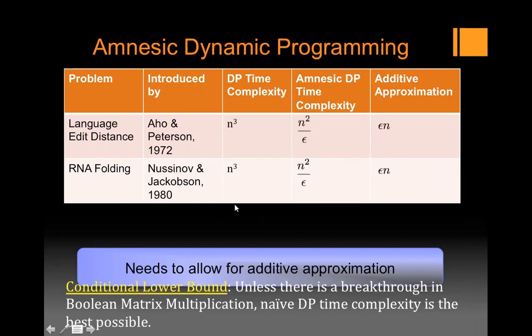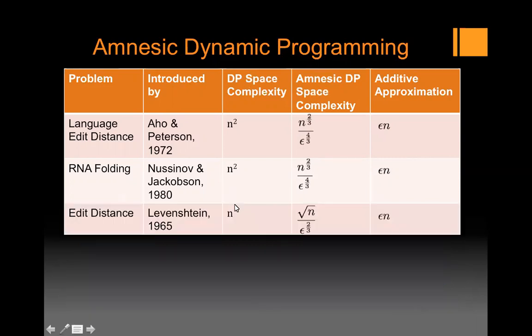Similarly for RNA folding. And this amnesic dynamic programming actually helps a lot in reducing the space complexity. For all these problems, using these approaches, you can get a space complexity that is sublinear in n. Whereas if you're looking at dynamic programming, or at converting dynamic programming to matrix multiplication, for all of these the space complexity was basically n squared. So here you can reduce the space complexity drastically to sublinear in n.